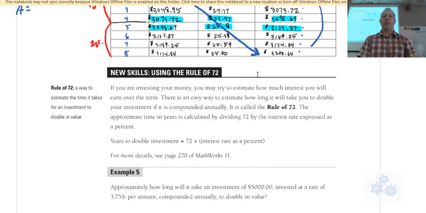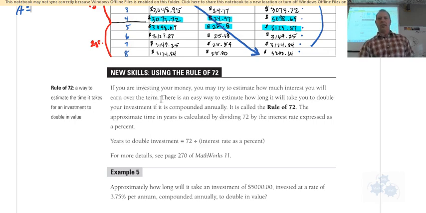All right, now the next thing we want to do is talk about the rule of 72. It's a way to estimate the time it takes for an investment to double in value. This would be helpful if, let's say, you have $500 that you've saved and you want to turn it into $1,000. You want to invest it and you think, well, how long is it going to take to double that? The rule of 72 is a great, quick, and easy way to estimate the amount of time that would take. So let's just read this paragraph here.